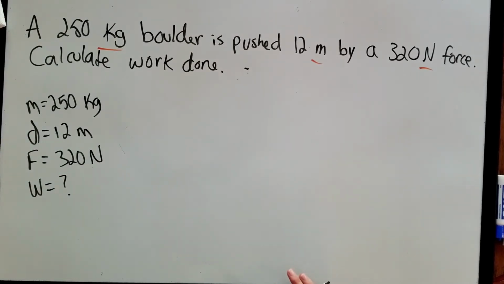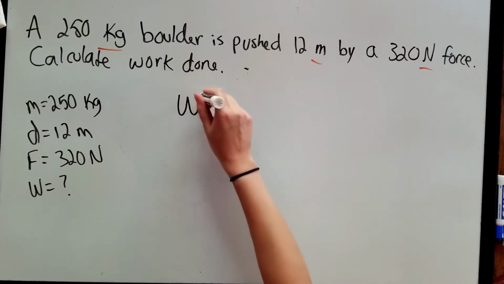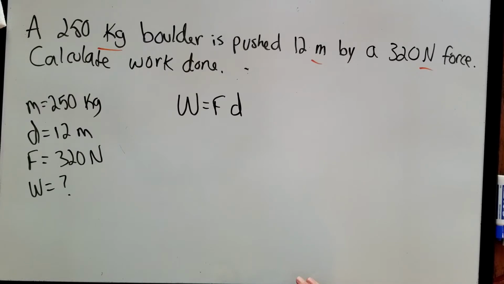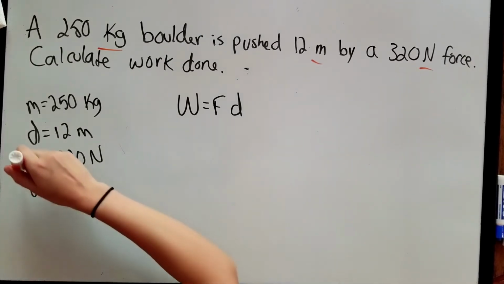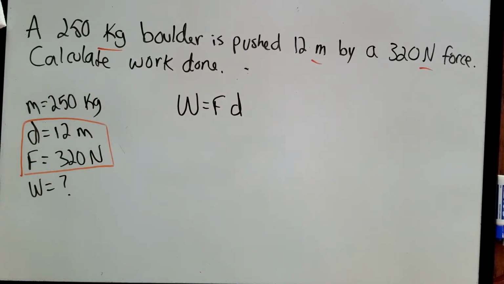So when we look at our equations, this boulder is being pushed, okay? So it's linear work. So we have a linear work and we have a vertical work. So linear work is just force times distance. Okay. Now, notice we need just force and distance. So we need just these two guys. So that mass that they gave us, that's extra.